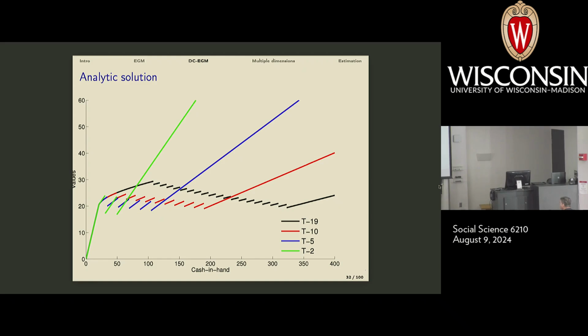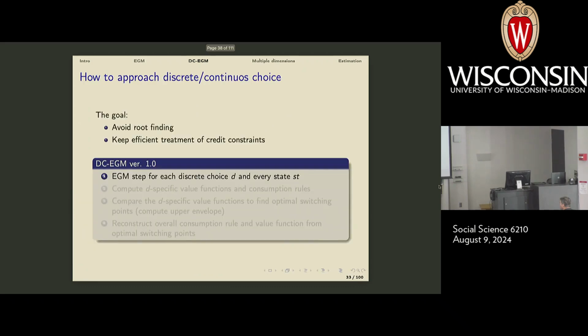Interestingly, this property, which I want to highlight right away, is that as you move back from the terminal period, you have more of these discontinuities. OK, so let's try to just run EGM in this setting. That's how we started, essentially. We can think of how to do the EGM step in this situation.